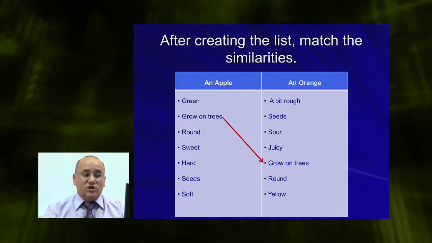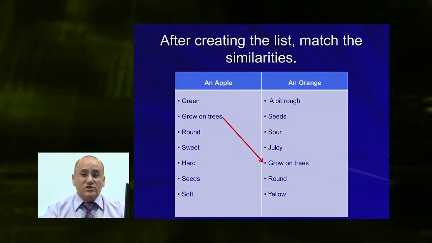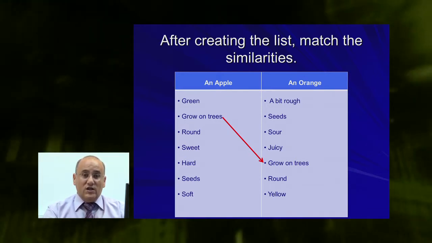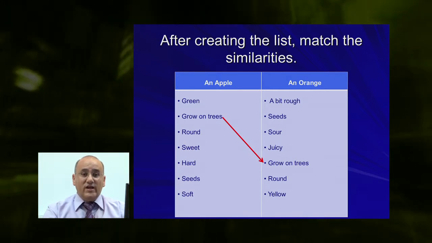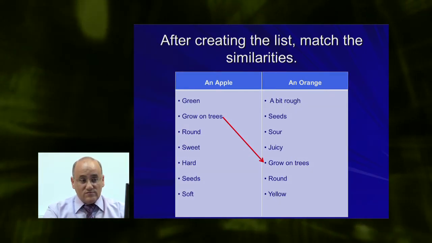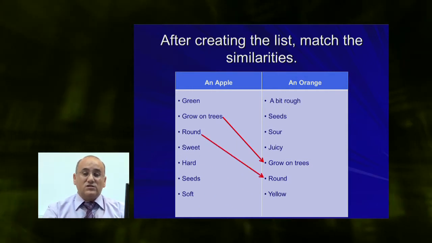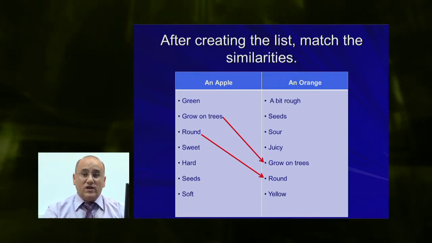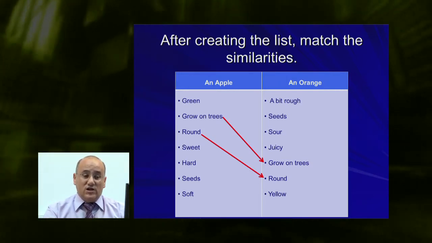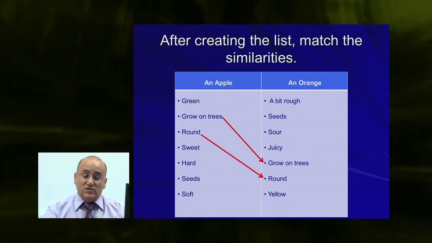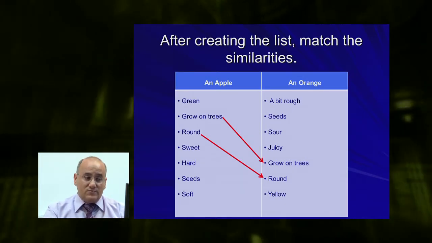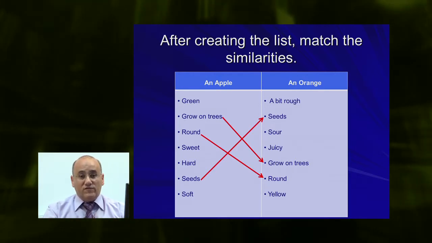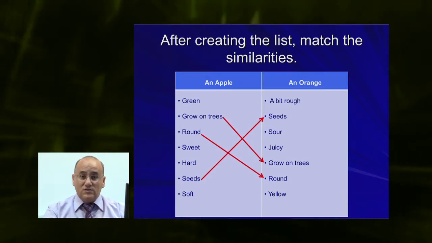An apple grows on trees. An orange also grows on trees. So we can say both apples and oranges grow on trees. One more thing is round. They both are round. So both apples and oranges are round. These are similarities. We are showing similarities now. Both of them have seeds.